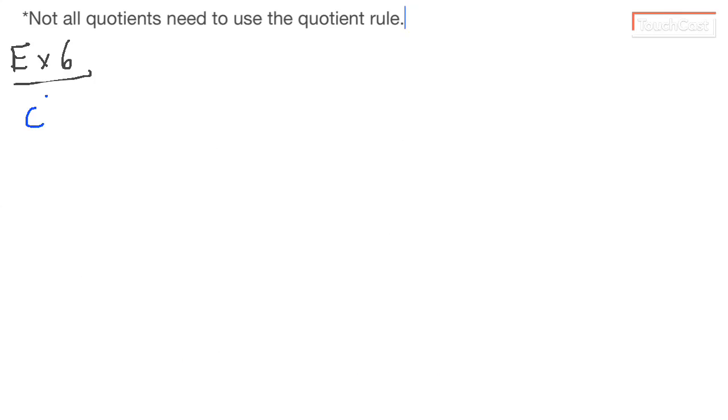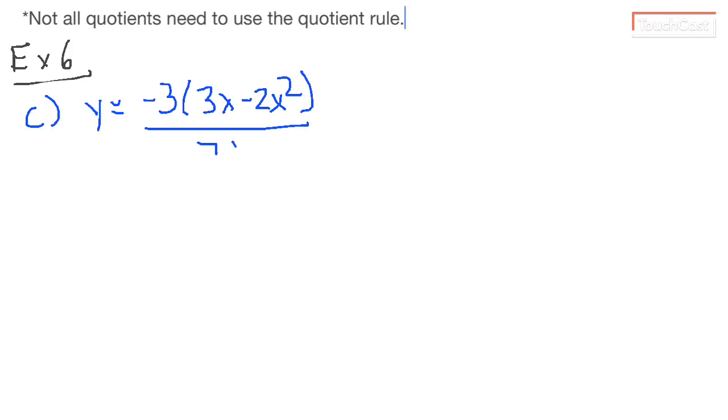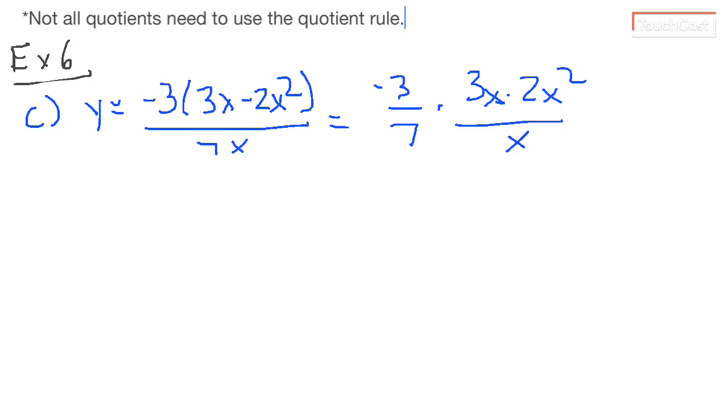So 6c, we're going to have y equals -3 times 3x minus 2x squared all over 7x. So let's actually rewrite this as -3 over 7 times 3x minus 2x squared over x. That's fine. It's just undoing some multiplication of fractions.